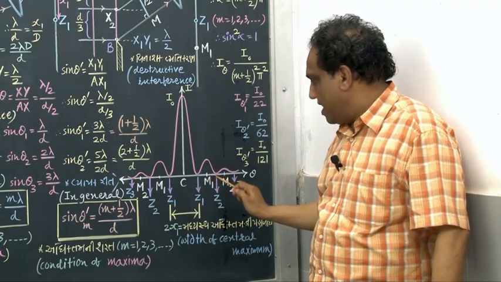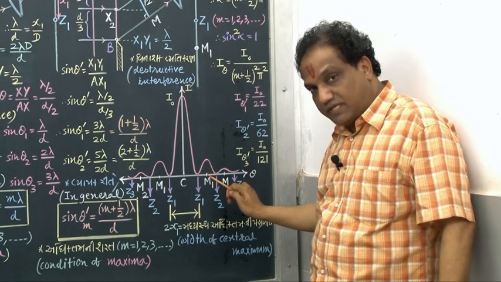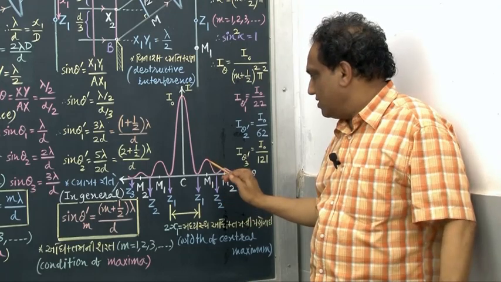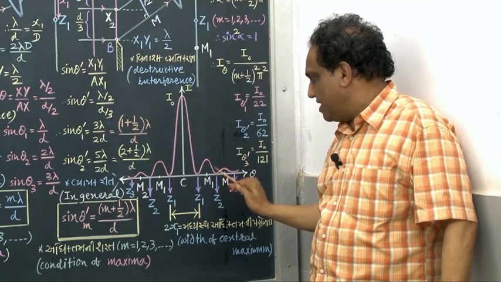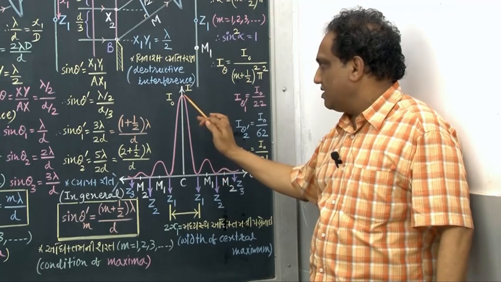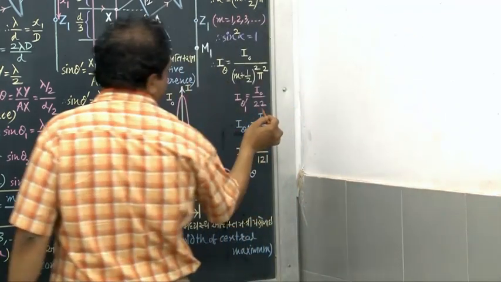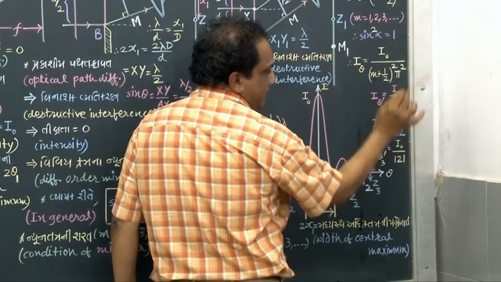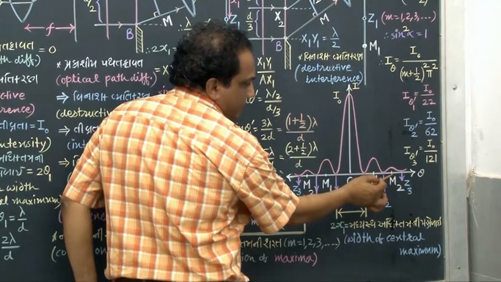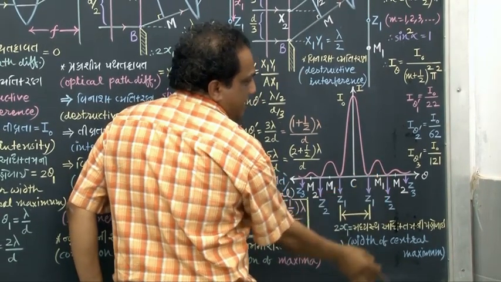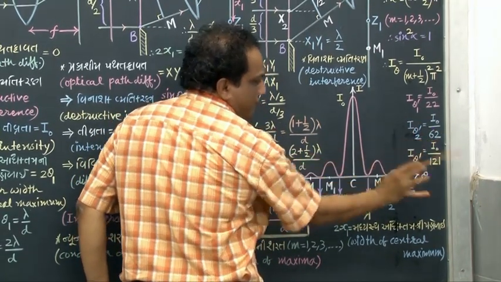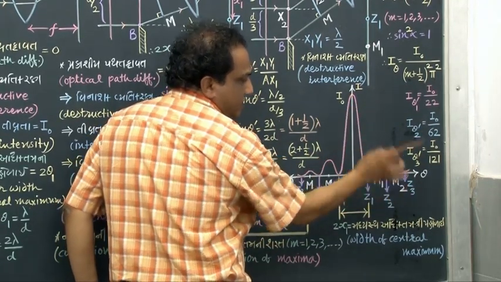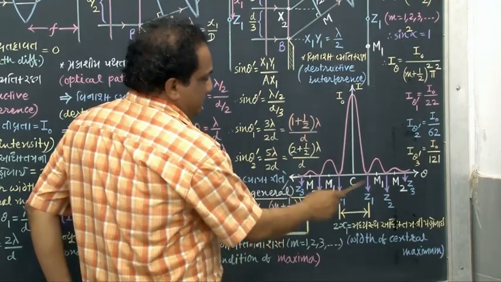In this part, the intensity of light is maximum and we call it first order maximum, symbol M1. No doubt the intensity in this part is a maximum, but it is smaller than the central one. It is nearly the 22nd part: 1 upon 22 times I0. And here the intensity of light is still smaller, it is I0 upon 62. As the order of maximum increases, intensity goes on decreasing.